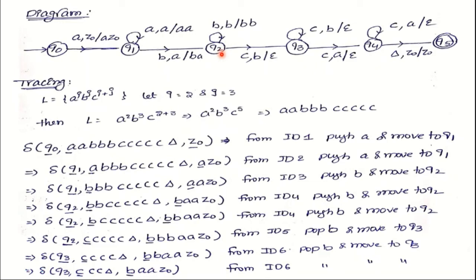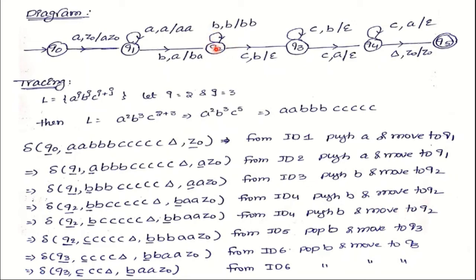So that's why here from q2 state we read the next input symbol is b and top of the stack is b. So then we perform the push operation. So this is similar to this one. So current state is q2, input is b, top of the stack is b. So we perform the push operation. So from id4 we perform the push b. So that means b will be pushed into stack and move to same state q2.